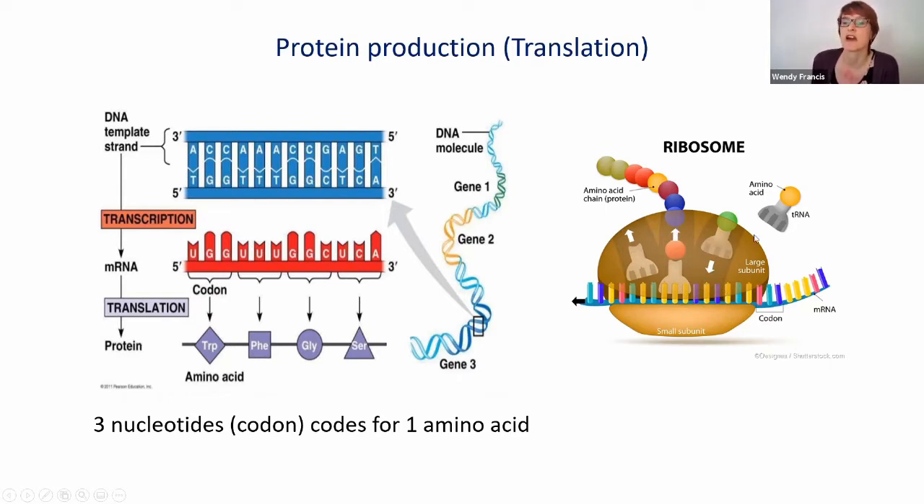So each tRNA comes in specifically binding to the right nucleotide triplet. And then the peptide bonds are formed between the different amino acids to form that polypeptide chain. Okay, so 3 nucleotides forms a codon, which codes for one single amino acid. Now, can you think what would happen then if we were to change one of these bases, one of these nucleotides within the DNA?